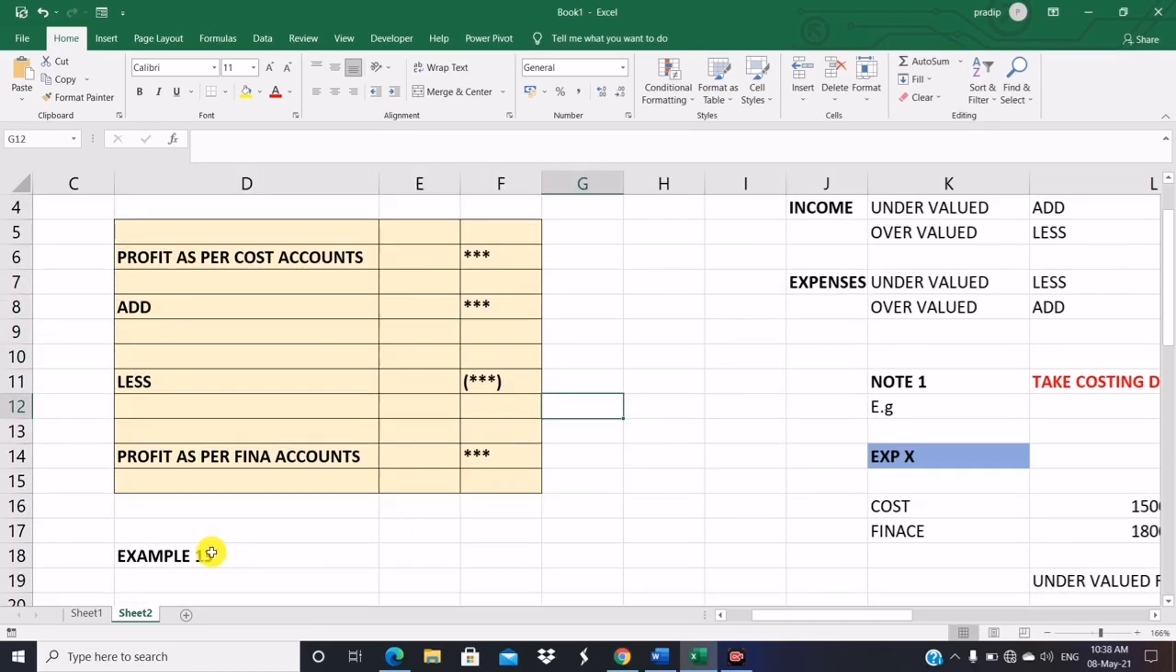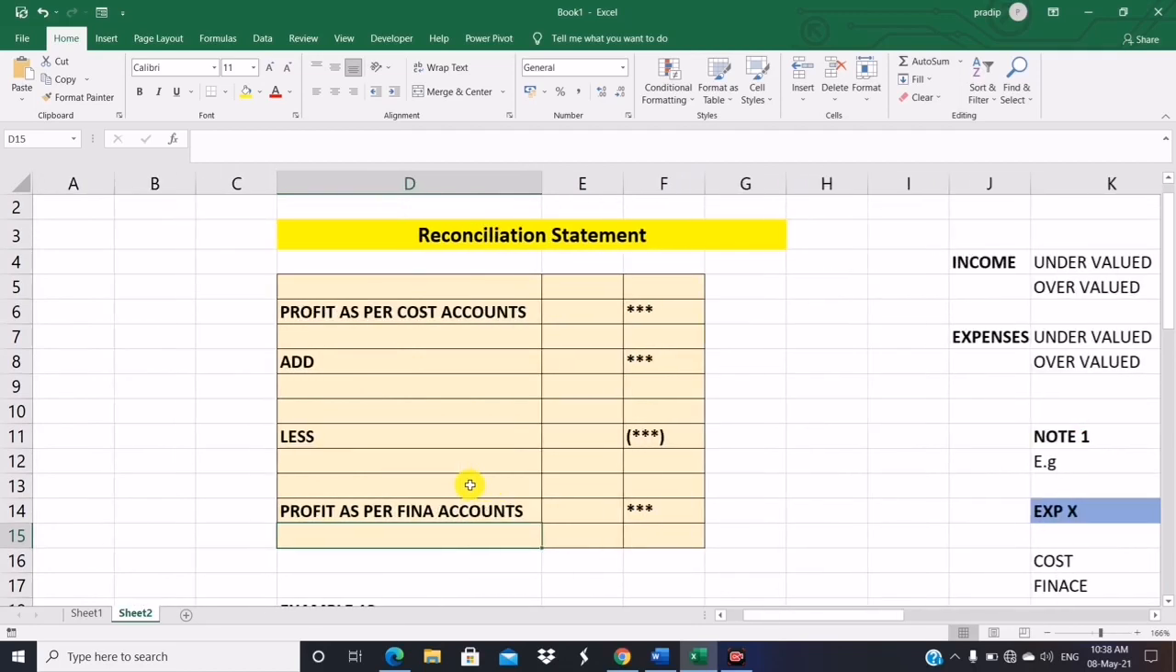And at the end of the video I will explain example number 13 of CMA intermediate, so that you will be able to understand the table and the formulas as well. So now let's start with the first table.